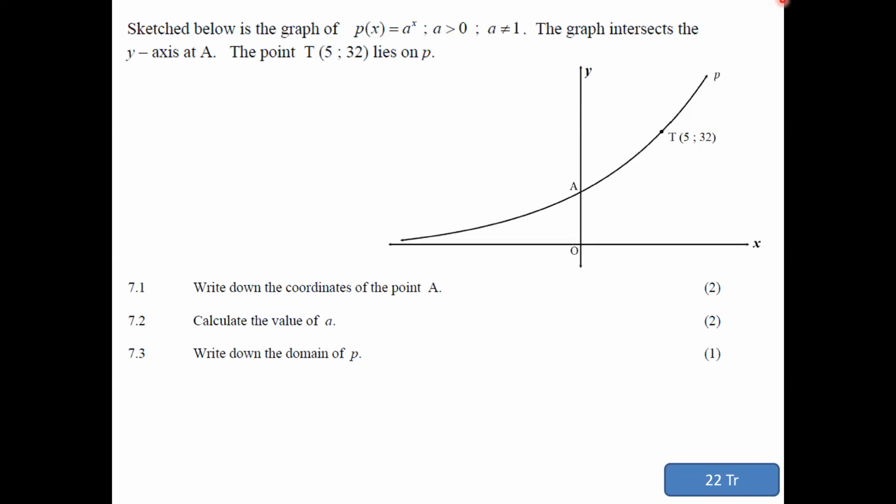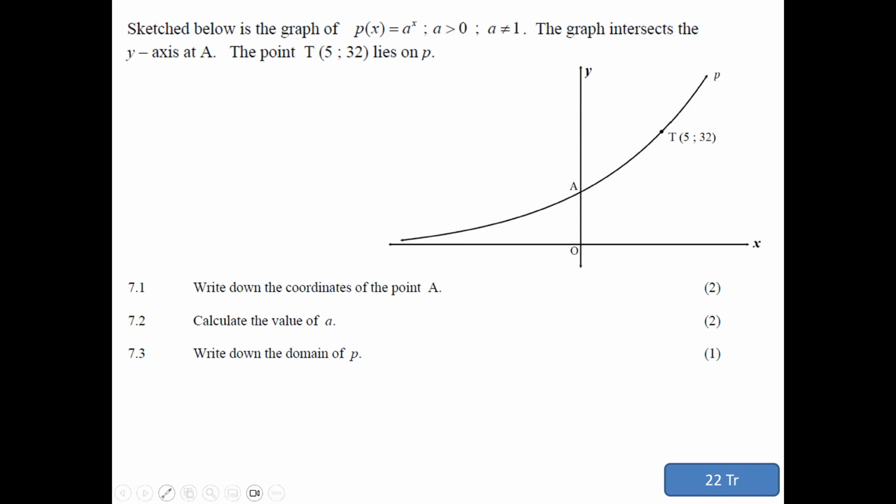Give you some time. One minute. All right, anyone got an answer for me? 1, sir. Out of 2 marks, we'll give you 1 out of 2. So it is (0; 1).